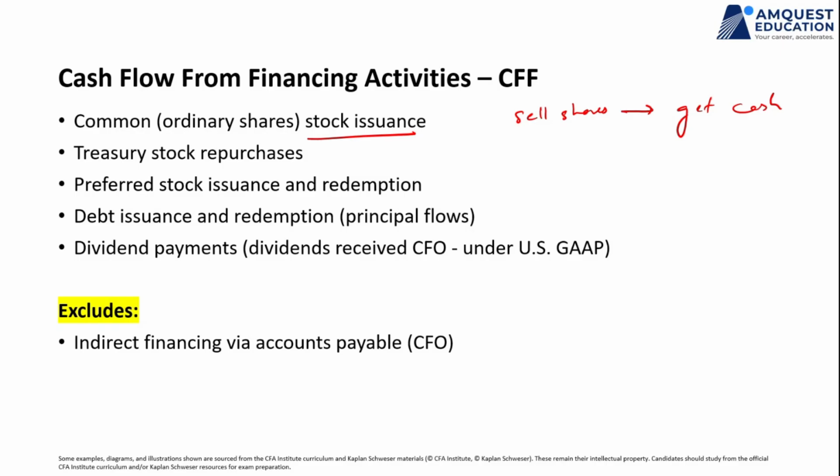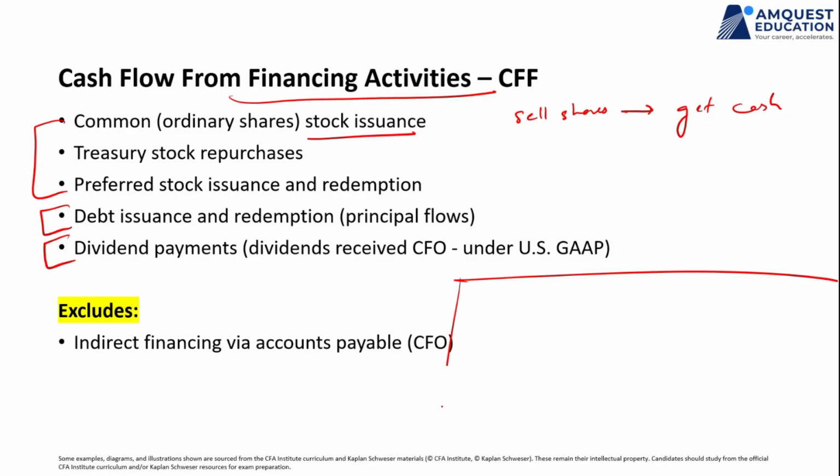Then there are preferred stock issuance and redemptions. If a company is issuing preferred stock, or if a company is redeeming preferred stock, cash is coming in or cash is going out of the business. So anything to do with shares, loans, or dividends are part of your financing activity. There's one very simple way to map what will be part of investing, operating, and financing activity.